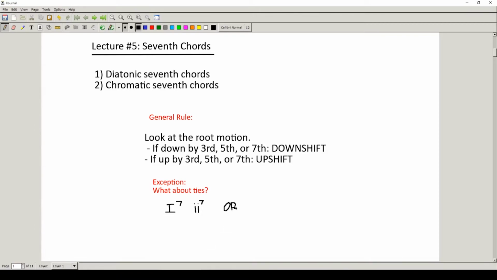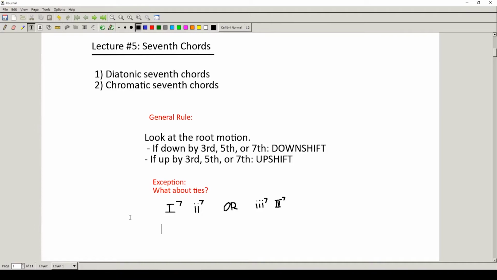Or another place where a tie happens is if I have iii7 go to IV7. So that is something like E minor 7 going to F major 7. Both of these, the rule would predict that it should be a downshift, but it turns out that you could upshift these progressions and move the same amount of distance. So specifically, you end up with ties.